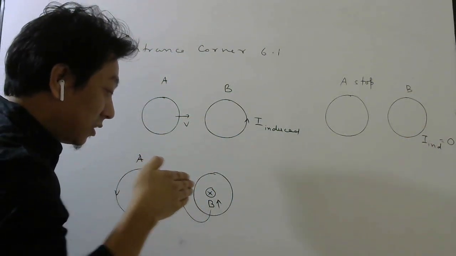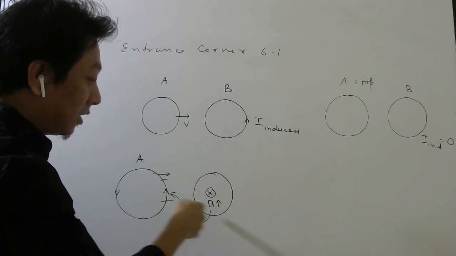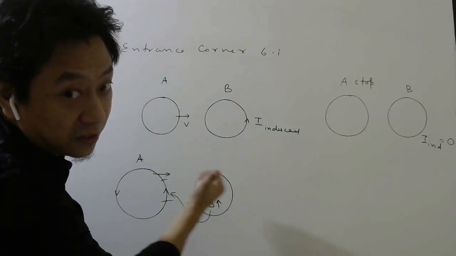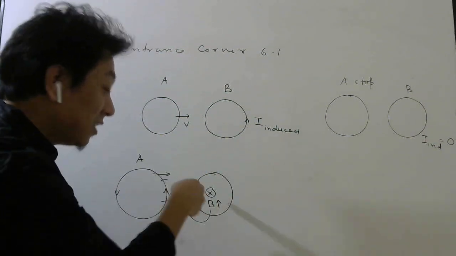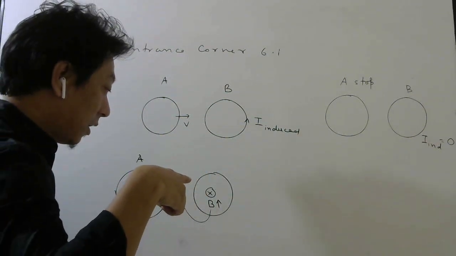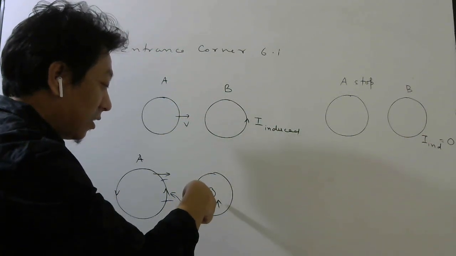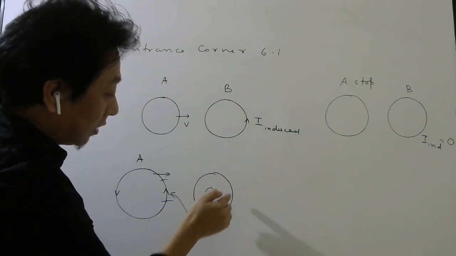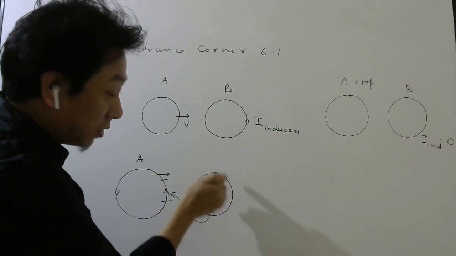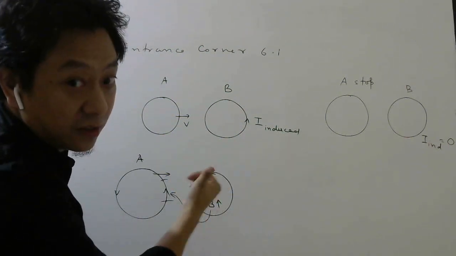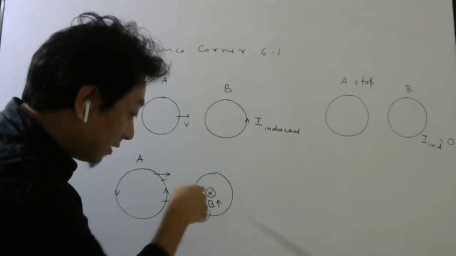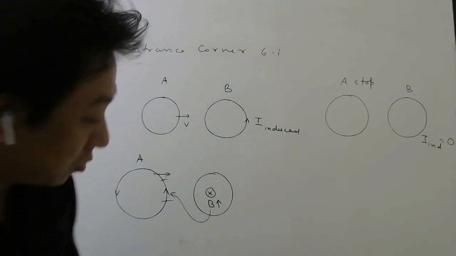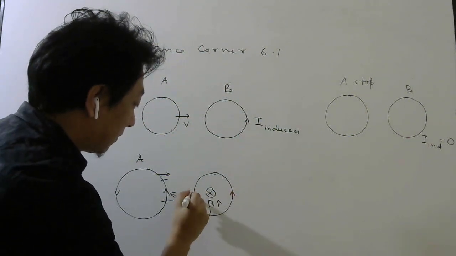To oppose this increasing flux, the current here should flow in such a way that it creates a magnetic field in this direction. To oppose this increasing, remember, to oppose a vector which is increasing this way, we have to create another vector in this way. So the induced current should produce magnetic field in this direction, which will oppose this increasing magnetic field. Understood? So current should flow this way. So induced current must flow this way.